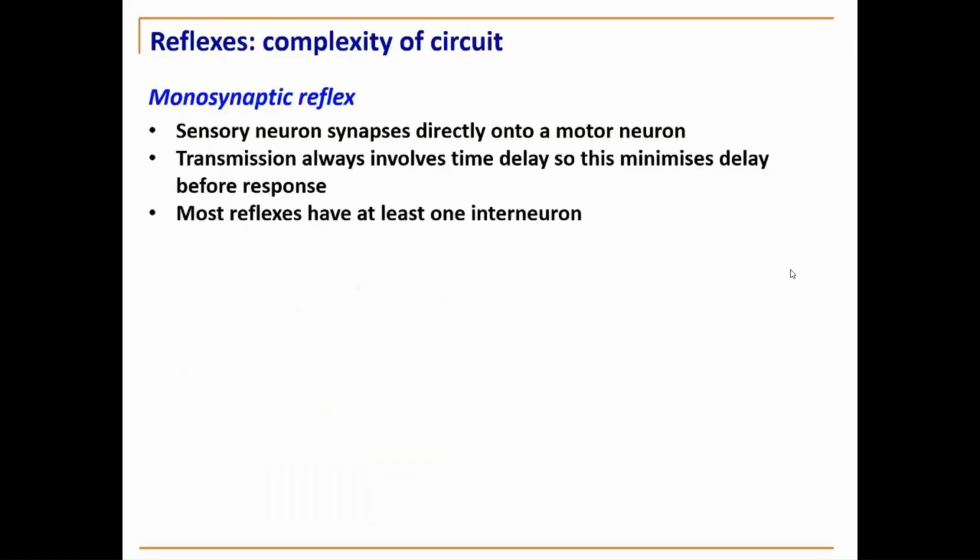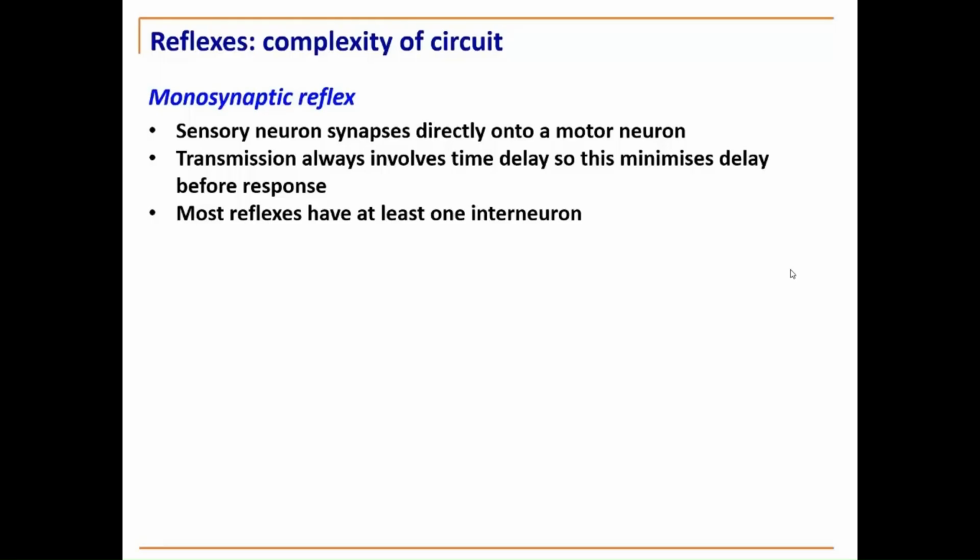So now we'll go on to monosynaptic reflexes. This is where sensory neurons synapse directly onto a motor neuron. So in other words, there's no interneuron in between. The transmission always involves a time delay. So any synaptic transmission involves a time delay. So the fact that there's only a single synapse means that we're minimizing that delay before the response takes place.